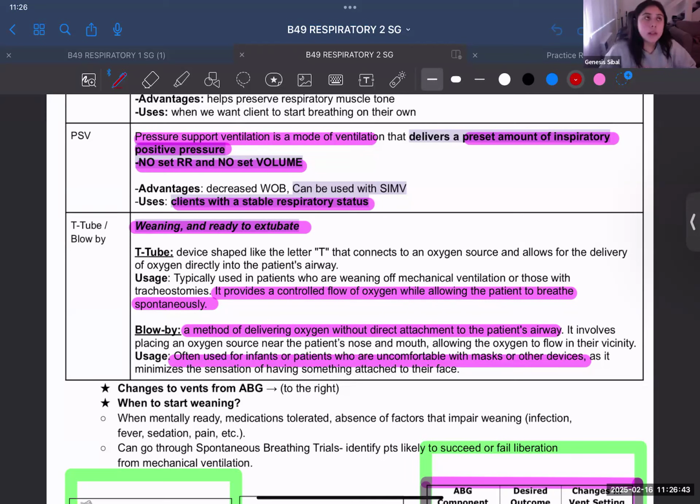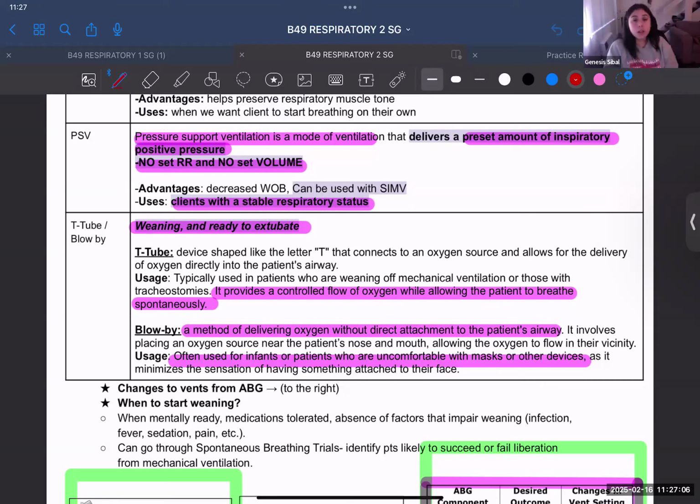So it doesn't make sense to have a set respiration rate and it would be support, because they can already breathe on their own. They just need the extra support. And it says pressure in there, so we're having a set pressure. There's no volume, but again, it's support. So we don't need that respiration rate, right? So it can be used with SIMV. It's again one of those weaning modes, and it's just used with the client with stable respiratory status, right? So that makes sense.